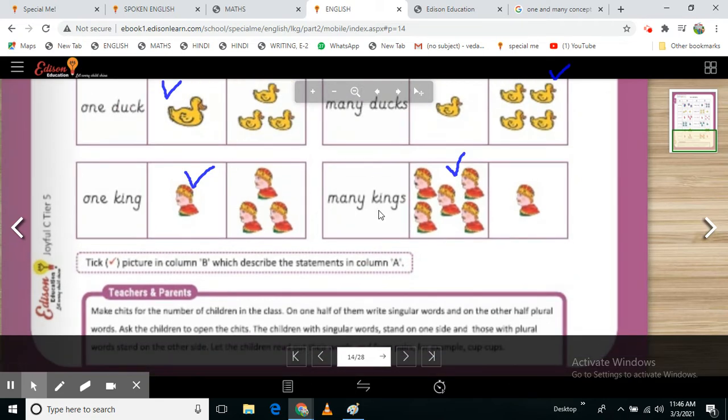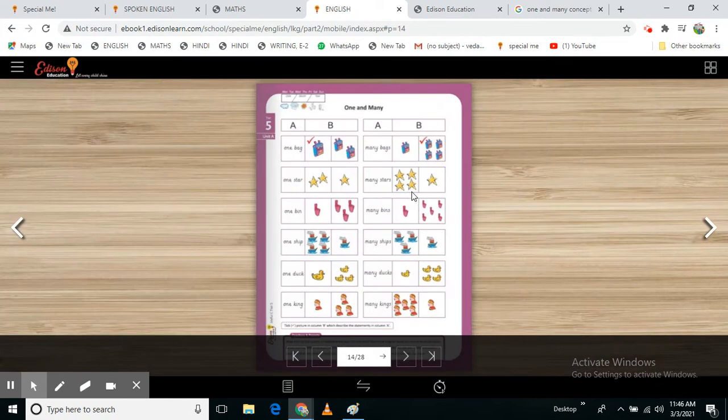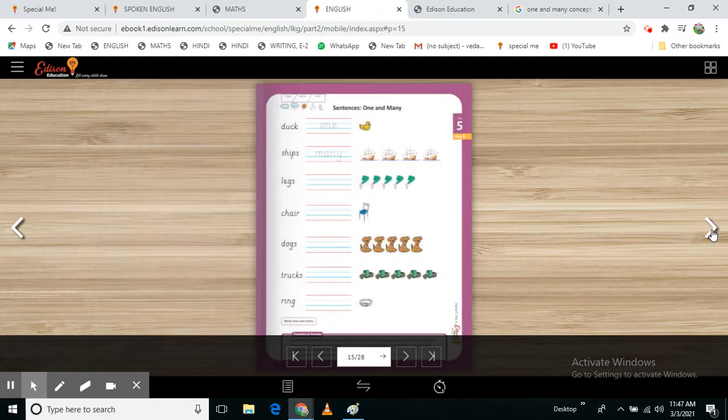So parents, you can make singular and plural word chits, and then let the children open those chits and let the children make pairs like cup, cups, book, books, pen, pens, pencils, like this. Okay. So now move to the next page.